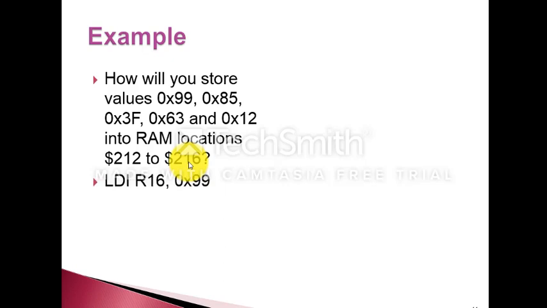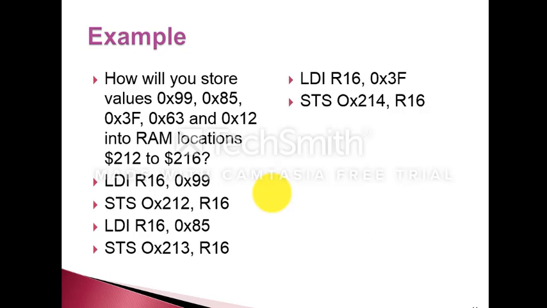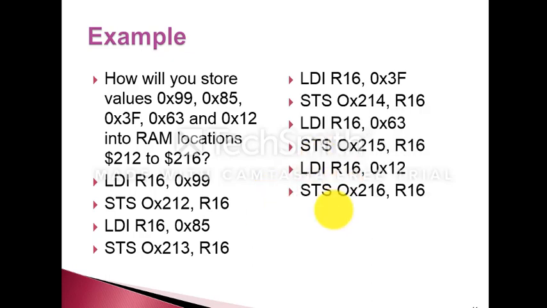Now I will share the solution. LDI is copying the hex value of 0x99 to R16 and storing that value from R16 to that memory address by using STS, then 85 to R16, then 3F, then to 214, then 215, and finally to 216.